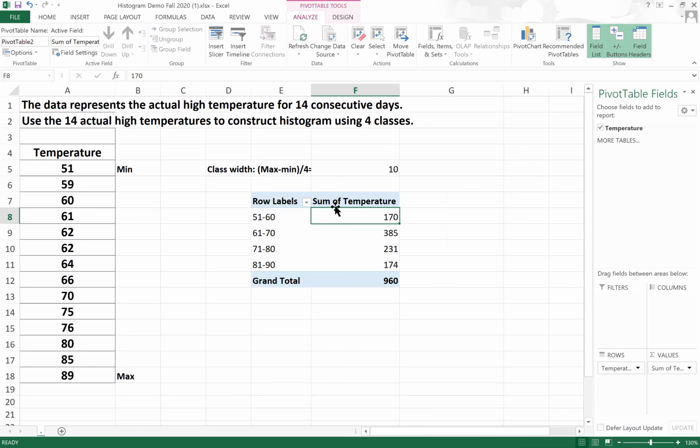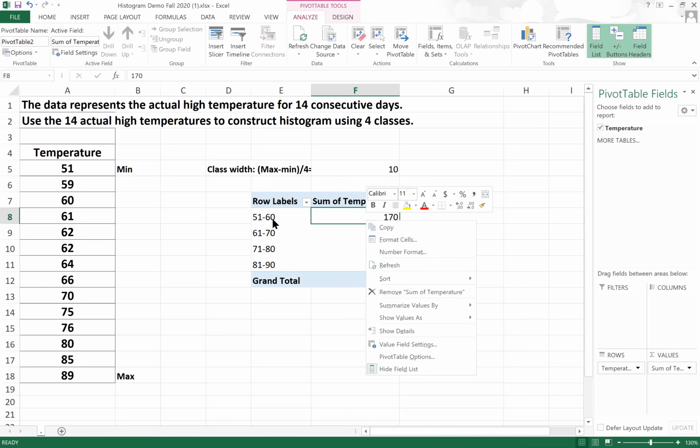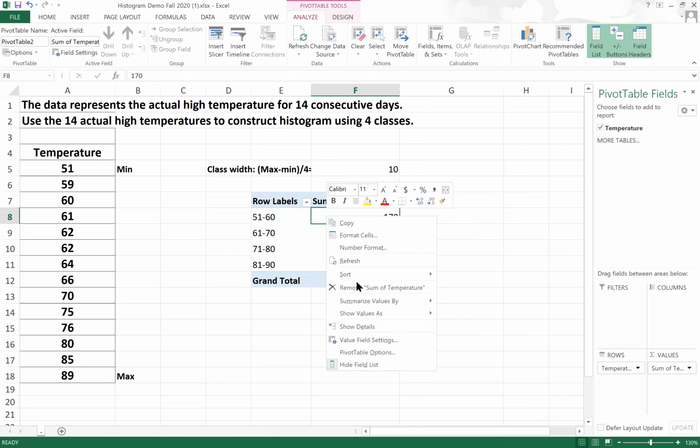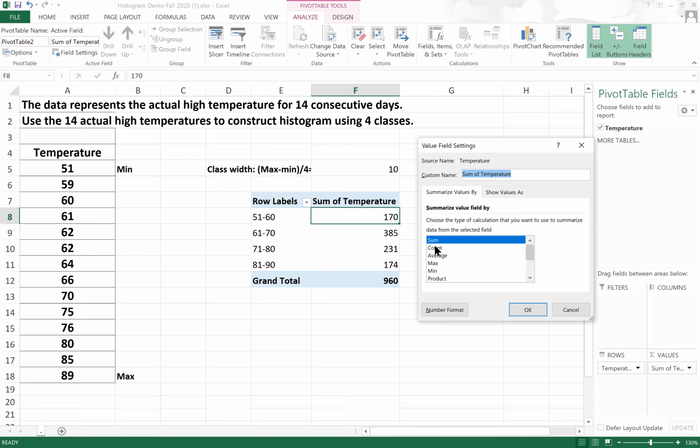And then again, this is the sum of the temperature. We don't want to sum, right? We want to count. We want to count how many data values fall in each class. So here, right click on this, and you're going to see value field settings. See that option, click on it. Then you see we do count, okay? Not a sum, we do not want the sum of all those temperatures. We just want Excel to count how many data values fall in the first class, how many fall in the second class, third class, fourth class. Okay, and click on OK.